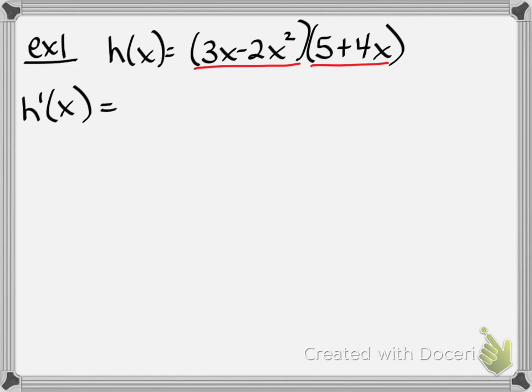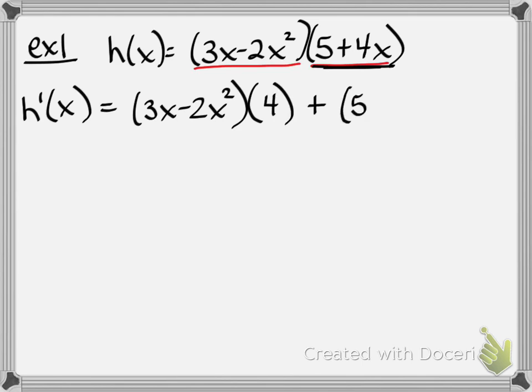So product rule says the first function, so you just write it down, times the derivative of the second. Well, the derivative of 5 is 0. The derivative of 4x is 4. Plus second function, just write it down, times the derivative of the first. So the derivative of 3x is 3 minus the derivative of 2x squared is 4x to the first. Remember that 2 comes down and gets multiplied by that 2.